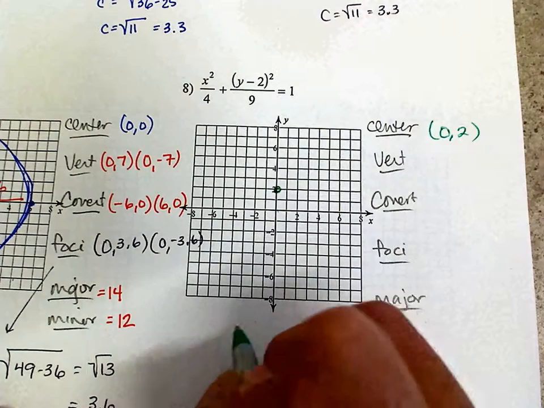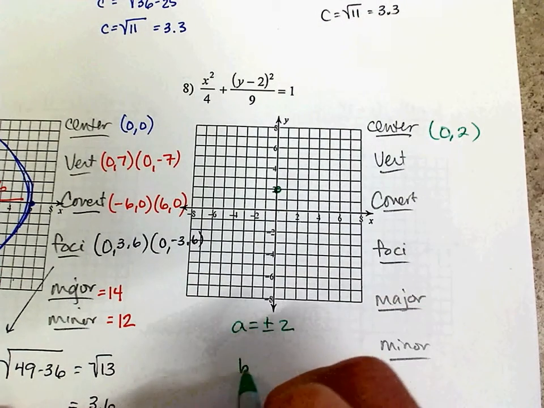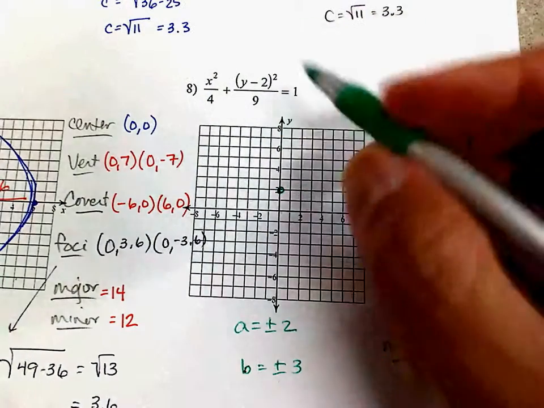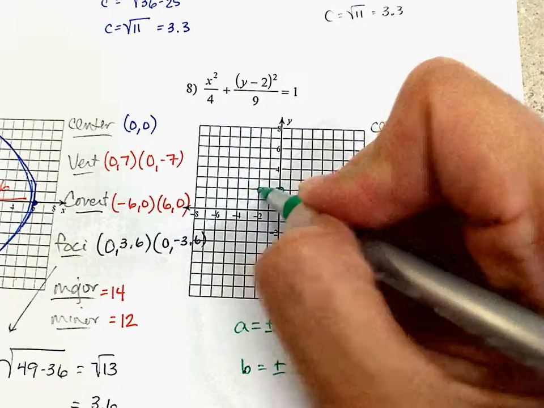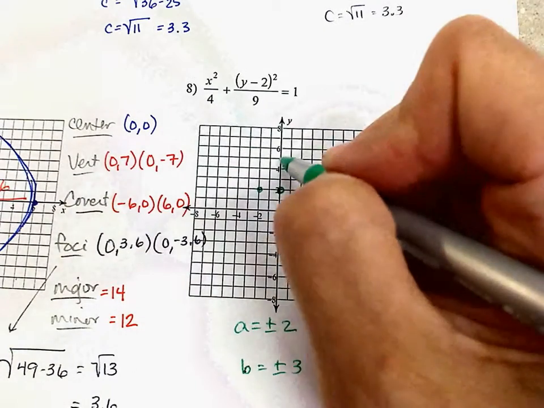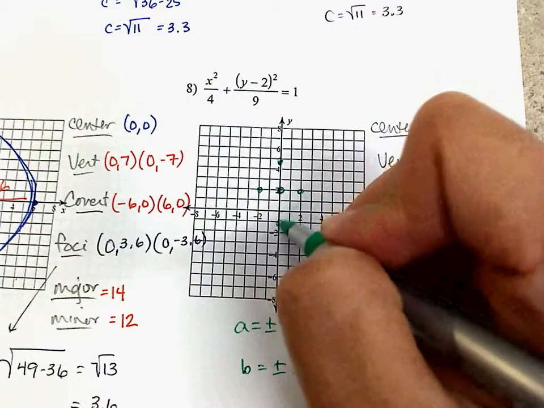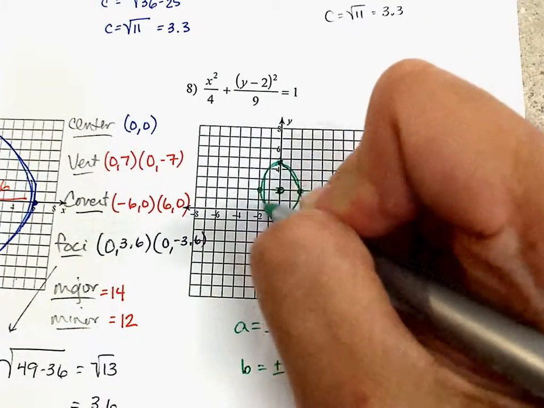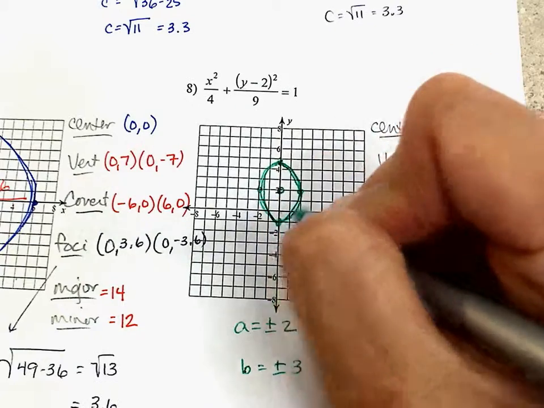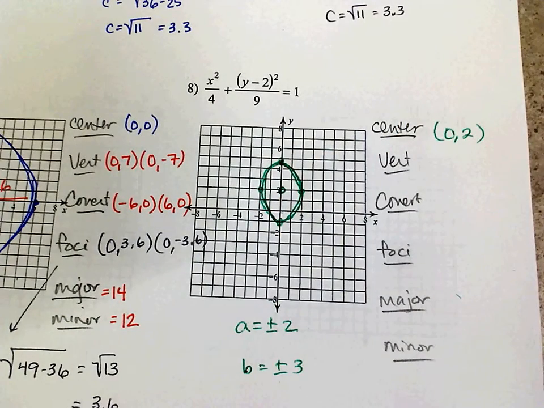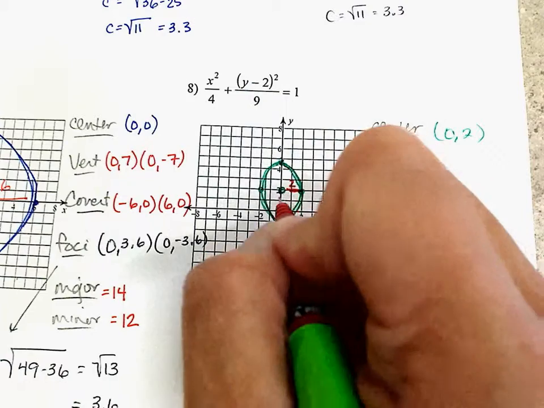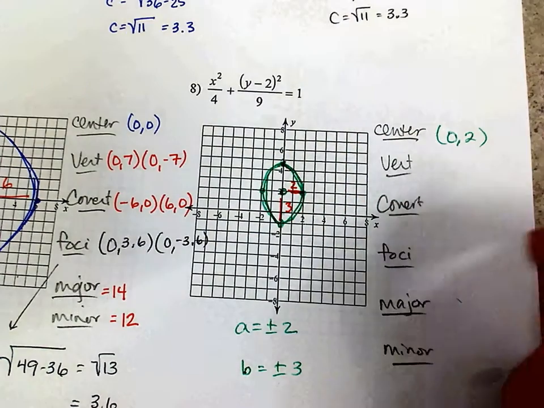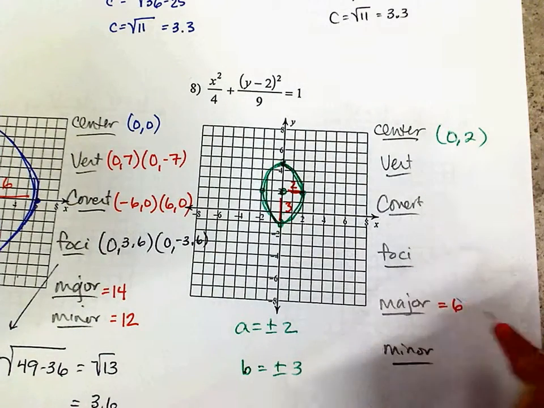A is plus or minus 2, B is plus or minus 3. A is under X, so I'm going to go 2 to the left, 2 to the right, 3 up, 1, 2, 3 down. Oh, they're all stretch. Okay, they're all stretch. We should have had some compression. Okay, here we go. Major, 3 plus 3 is 6. Minor, 2 plus 2 is 4.